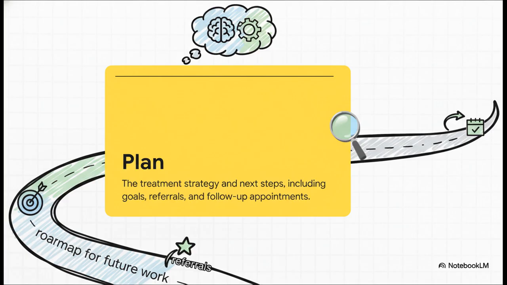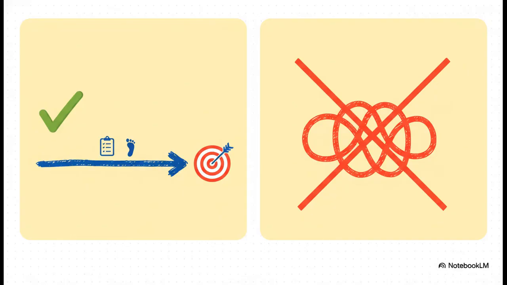This could include specific treatment strategies, goals for the very next session, maybe some referrals, and follow-up appointments. Think of it as the roadmap for all your future work together. A really strong plan is super clear and direct, and it has to flow logically, right, from your assessment. Using vague language like "continue therapy," that's just not helpful, right? It doesn't give anyone any direction.